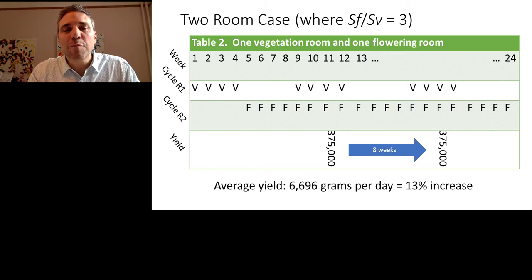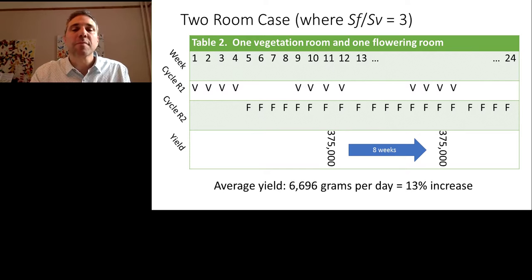And then when we move the plants, when we actually harvest the 375,000 grams, we've already started another vegging period. So the vegging room is constantly being used, right? But what happens by splitting the rooms this way is that we've reduced the size of the harvest. Like you remember before, was 500,000 grams produced total.